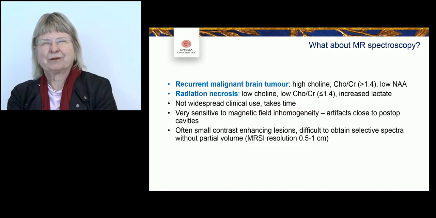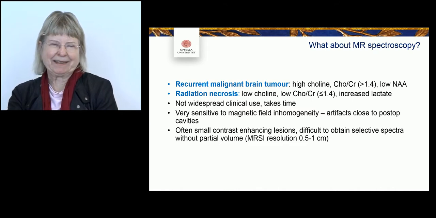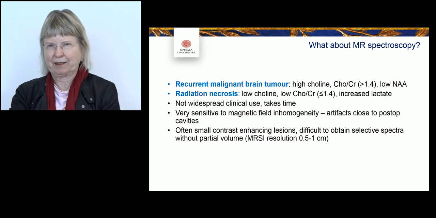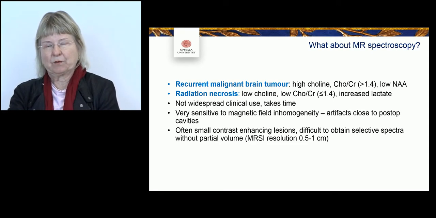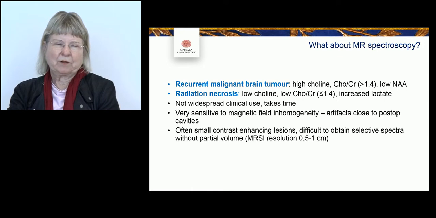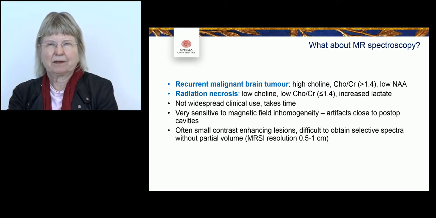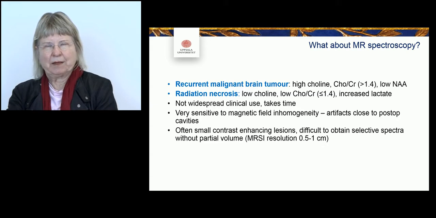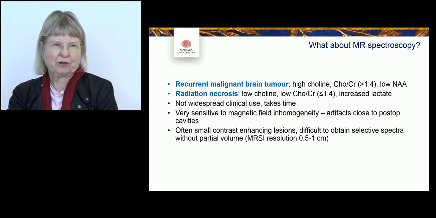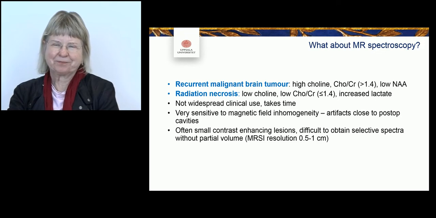The greatest disadvantage in this context is, I think, that it is very sensitive to magnetic field inhomogeneity, which means that artifacts close to post-operative cavities can disturb the evaluation. And often the contrast-enhancing lesions that we see are small, and then it is difficult to obtain selective spectra without partial volume. And we usually use the spectroscopic imaging, the MRSI, with a resolution of 0.5 to 1 centimeter, which is then covering usually also some normal brain tissue.